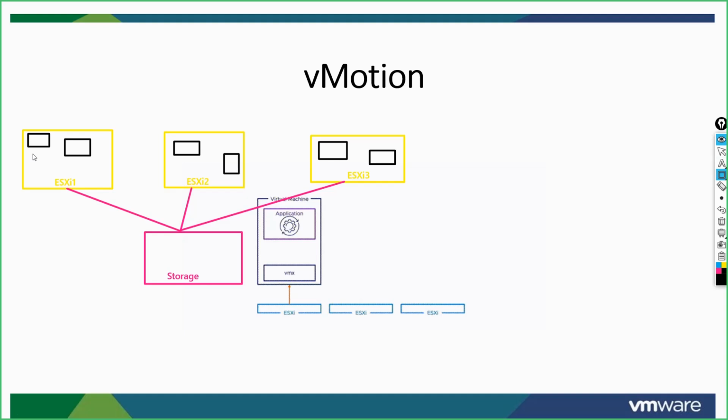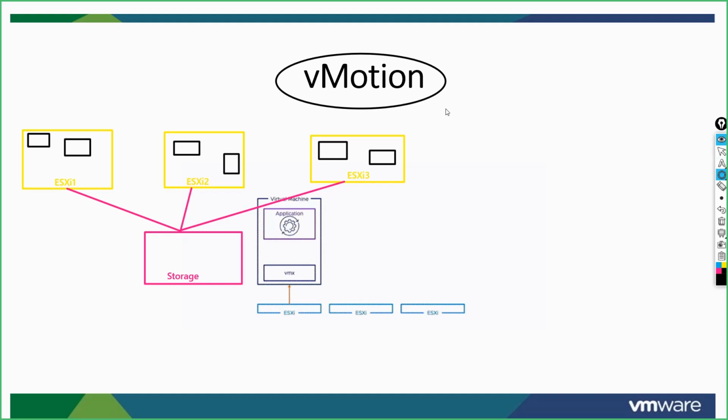But VMware says don't let them go down. What you can do is simply transfer whatever machines are running on ESXi1. You can transfer your virtual machines live to another ESXi host. It can be ESXi2, it can be ESXi3, and you have a common storage, so the storage remains the same. This feature of live migration is called vMotion.